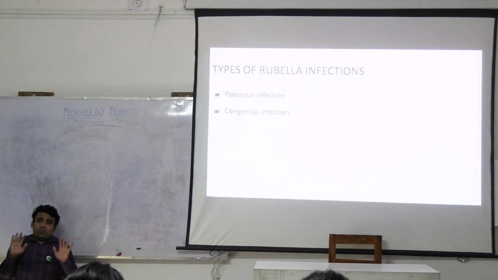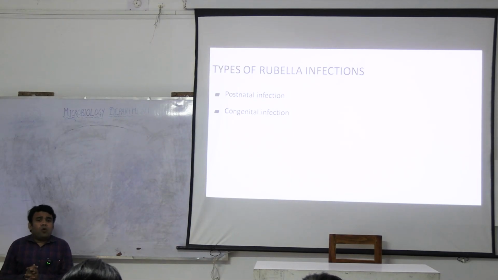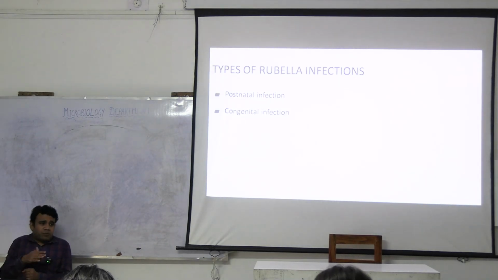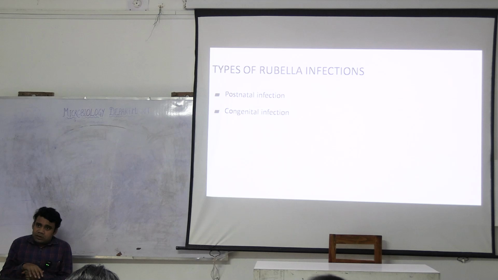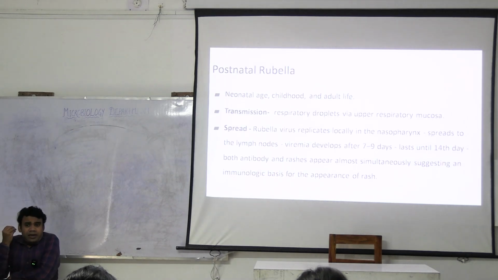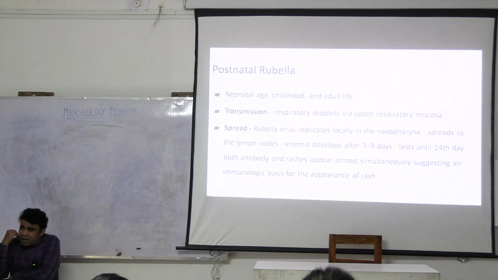Now, rubella virus is a togavirus, it is an RNA virus, and it can cause two types of infection. The most common infection is called as postnatal, that means after birth infection, and the other is called as before birth, that means congenital infection. So, what is postnatal infection? That means if a child after birth or any adult is affected, that is called as postnatal infection, maybe in childhood or maybe in the adulthood.